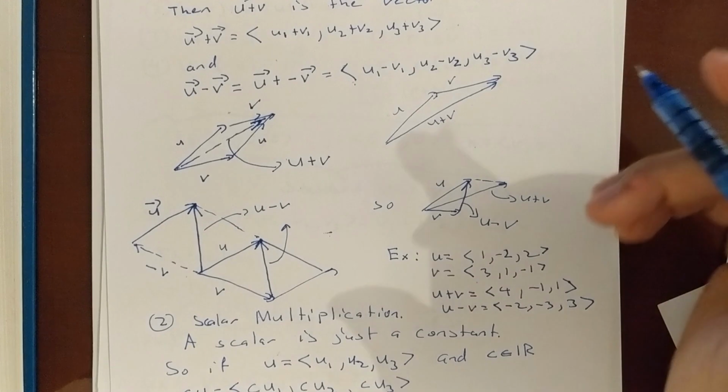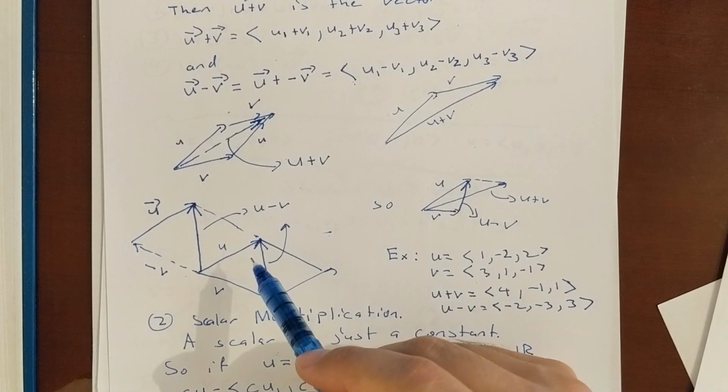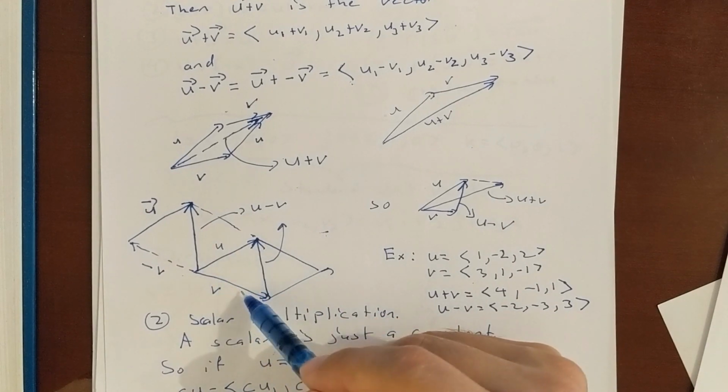Now, what about the difference? Here again, I try to draw a picture. It looks complicated, but let me just explain it. Again, I have u and v.